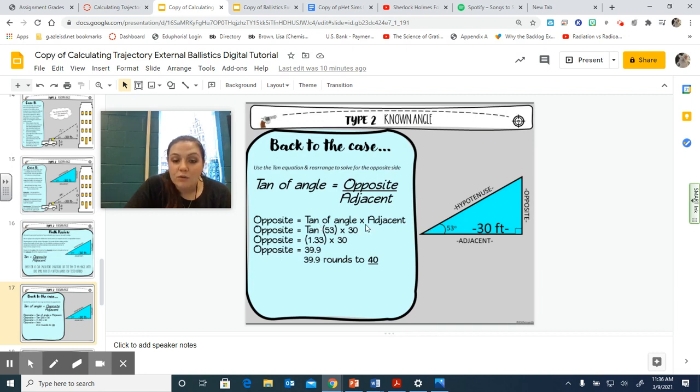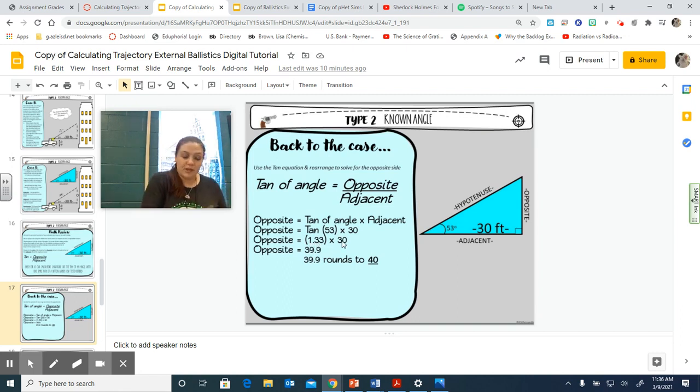So tan of the angle, basically I want to get opposite by itself. How do I do that? Well, if it's being divided right now, I multiply it over. So now tan of the angle times adjacent is equal to opposite, which is what I want. I just had to move the formula around. So opposite equals tan 53, because that's the angle, tan of 53 degrees, times the adjacent, which is 30 feet. That equals 1.33 times 30.